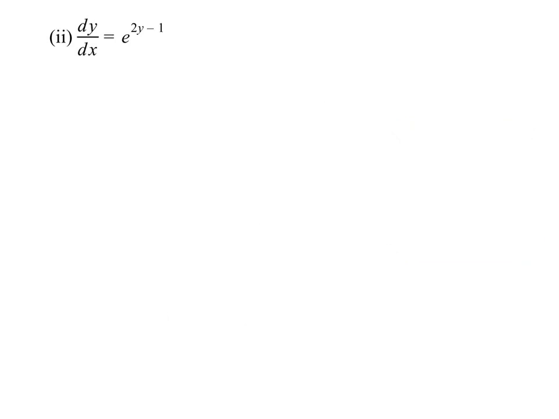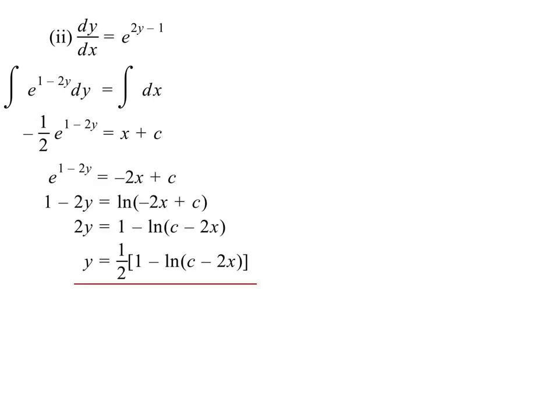Let's look at this one. dy/dx is e to the power of 2y minus 1. Again, let's separate it out. Now on the left hand side we have an exponential we're integrating. So we get minus a half e to the 1 minus 2y is x plus a constant. Of course I have to get rid of the exponential, so log both sides. Alright, multiply everything by -2, log both sides, and then divide by 2, we get, there it is, half of 1 minus the log, c minus 2x.